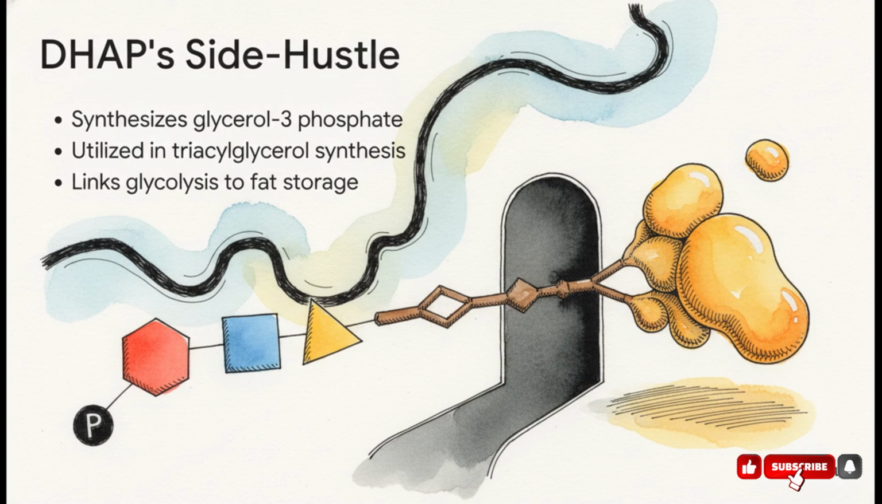Let's step back for a second and look at the larger metabolic picture. Why doesn't the cell just throw the DHAP away if it just has to be converted anyway? Well, because biology is brilliantly efficient. The DHAP isn't just some backup, it has its own side hustle. DHAP acts as a side door to synthesize glycerol 3-phosphate, which serves as the critical backbone for triacylglycerol, or TAG synthesis. It's a beautiful example of how glycolysis provides the exact building blocks needed for other cellular functions, directly linking energy breakdown to fat storage.